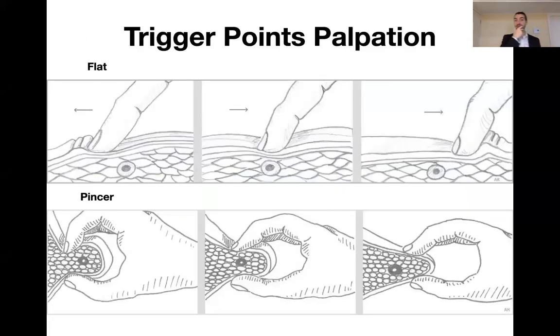So for the palpation of the trigger point, we have basically two types of palpation. The flat palpation: you see there is the nodule, it's this ball under the skin, and so we go with our finger, and it's really important. So if you can look at me talking right now at my image, please take a look. We are going to do like this.